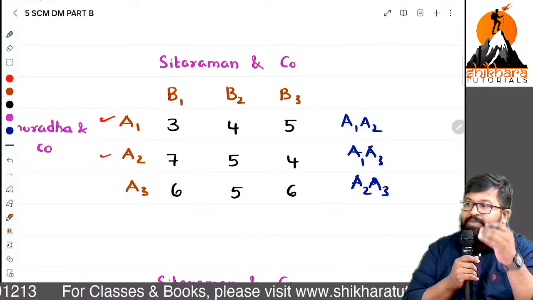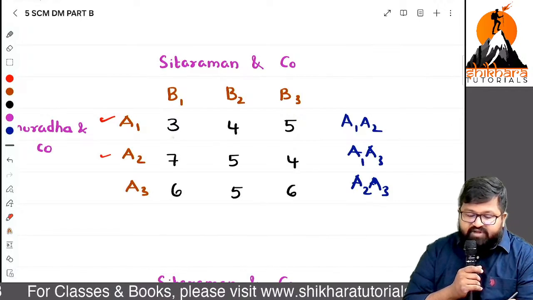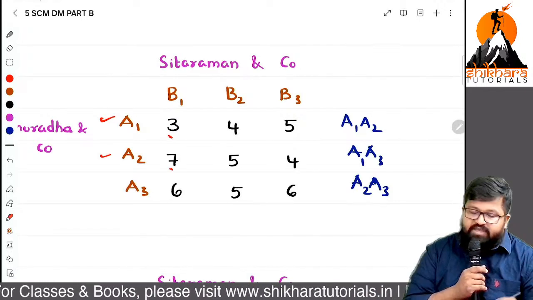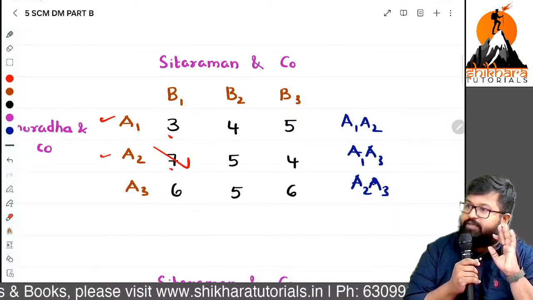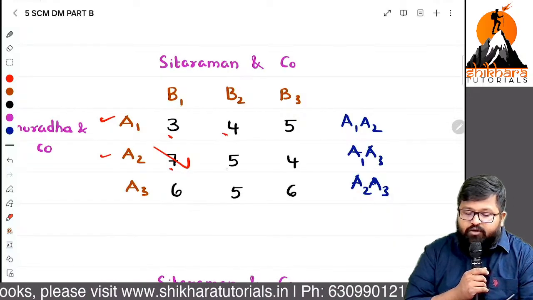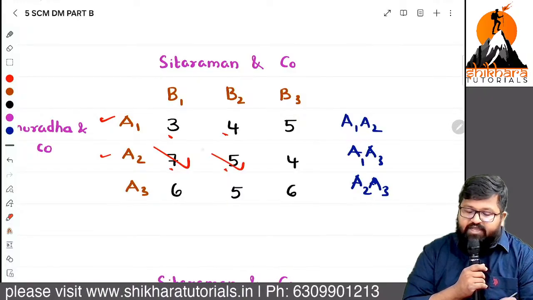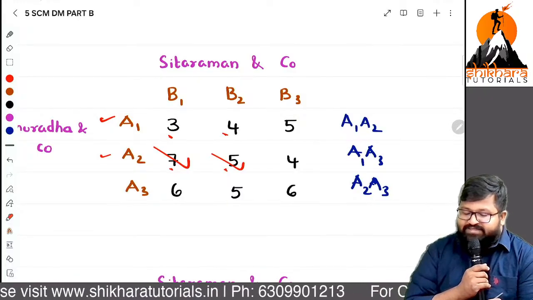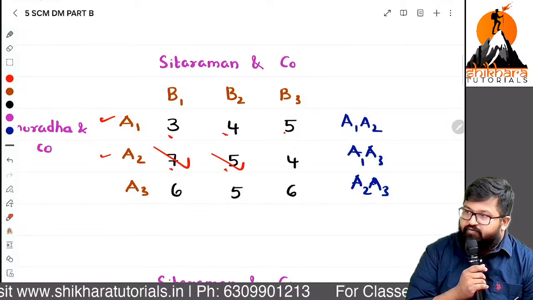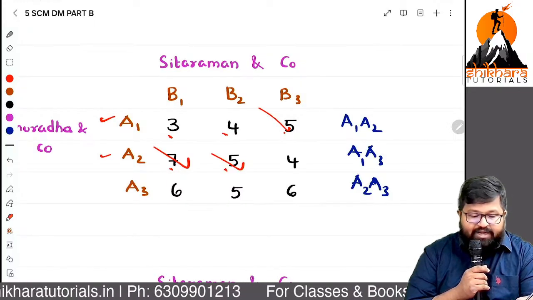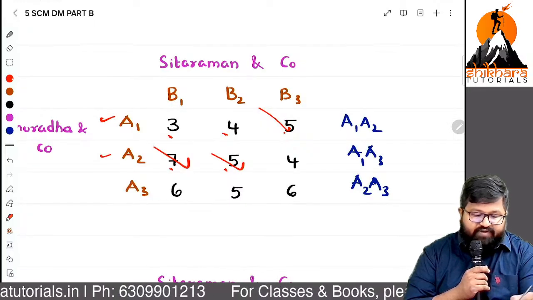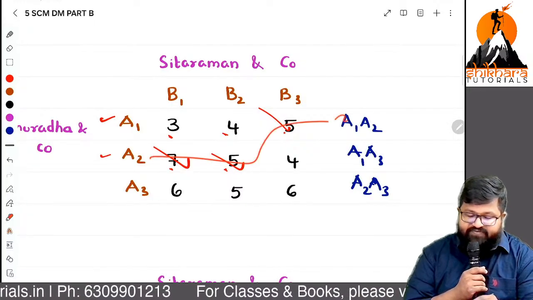First compare number by number. Is 3 higher or is 7 higher? Have a tick mark there. Next, is 4 higher or 5 higher? Have a tick mark there. Next, is 5 higher or 4 higher? Okay, can I eliminate now? If I want to eliminate, I have to eliminate in this way.